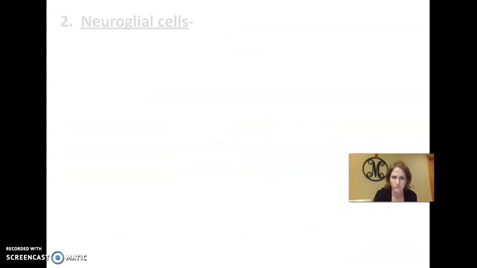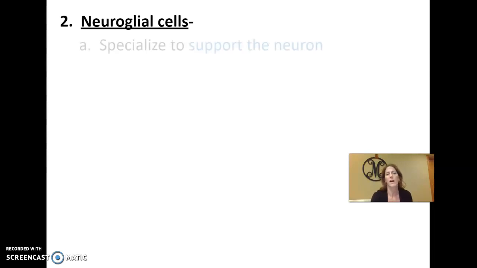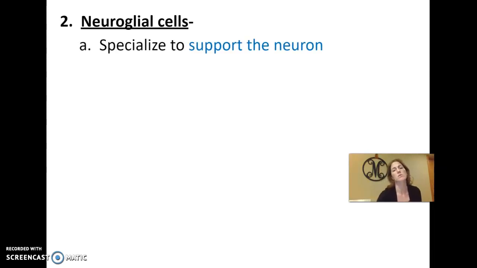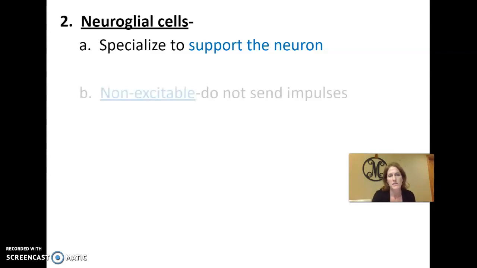Okay, the other type of cell are neuroglial cells. So these are really the helper cells. They are there to support the neurons and surround them. Sometimes we call them the nerve glue. You might want to write that down. They help to keep all the system running and running efficiently.